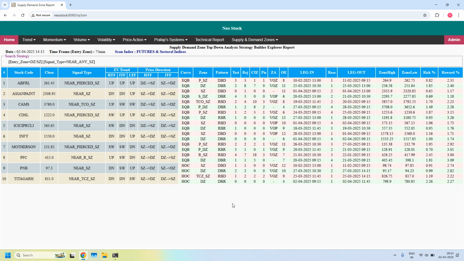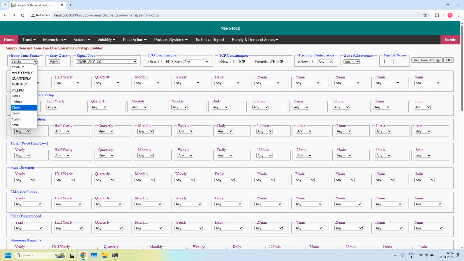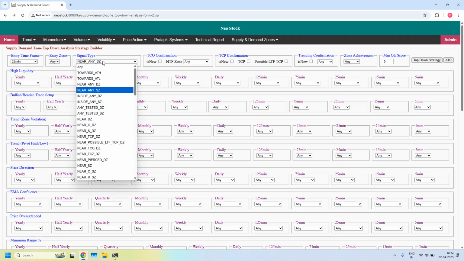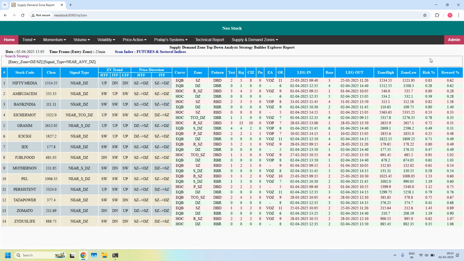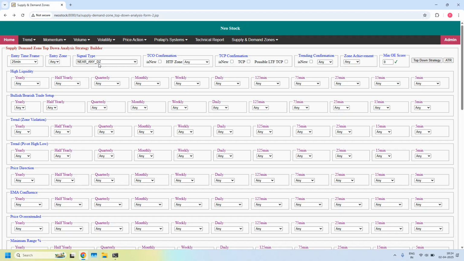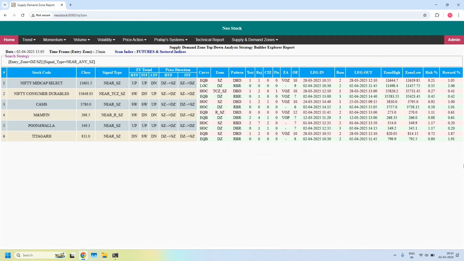Okay, this is about daily and 75 minutes high liquidity zones. We completed the identification. Next, we will go to the next time frame, 25 minutes. Stocks near 25 minutes demand zone, we got 14 stocks. Next, stocks near 25 minutes supply zone, we got 6 stocks.